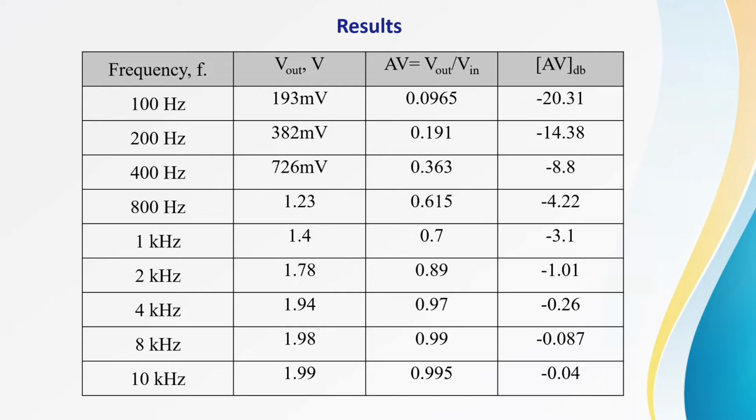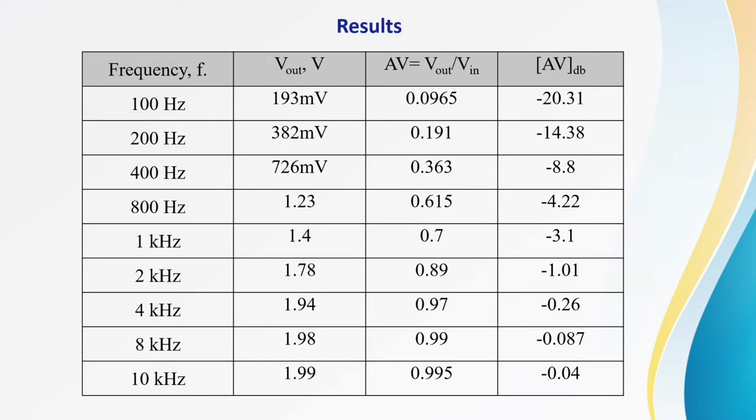Next is 400 Hz. The Vout is 726 mV. For the AV, Vout over Vin is 0.363, and the AV in dB is negative 8.8. After that is 800 Hz. For the Vout is 1.23, and the AV, Vout over Vin, is 0.615. After that, the AV in dB is negative 4.22.